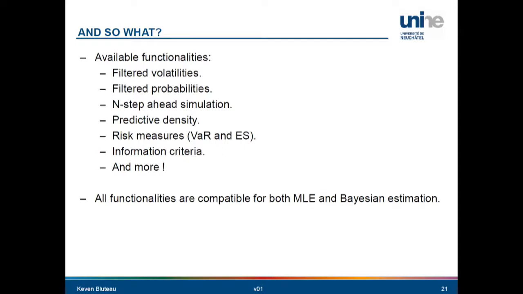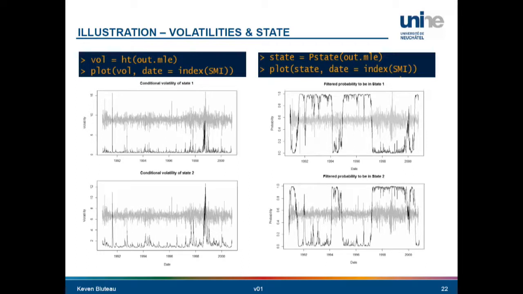So when you fit your model, now what can you do with it? We have the filtered volatilities and filtered probabilities. We can simulate ahead from the last day of your data, which can be nice to make n-step ahead forecasts of risk, for example. We have the predictive density, risk measures also, and the information criteria. Everything is compatible with MLE or Bayesian estimation, of course. For example, for the filtered volatility, at the top right we have the state 1 volatility, and at the bottom right we have the state 2 volatility over time, with the model that we have fit previously.